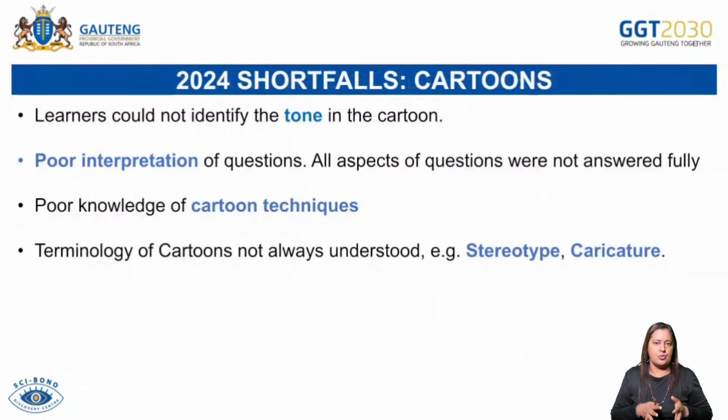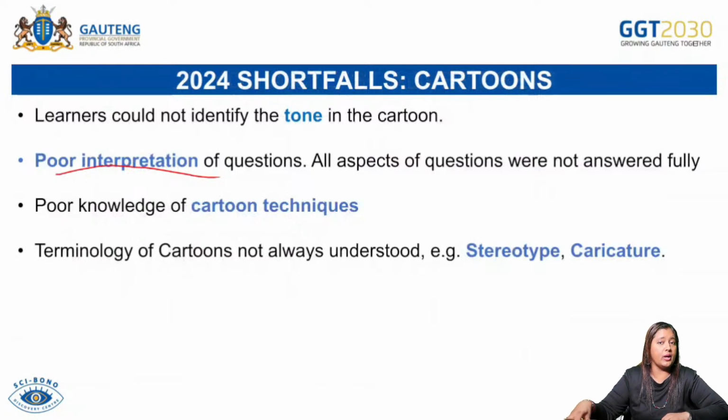Now we're looking at cartoons. This is the single frame versus the series of frames where all the actions are taking place. That's a brief synopsis of what a cartoon is. Now, what we found in last year's exams and previous exams as well is that learners again are struggling with the tone used in the cartoon. So the characters are speaking and there's a tone that is being showcased through the speech of the cartoon characters. It's not coming through in the answers, or the understanding by the candidates is not clear. There's also a poor interpretation of questions. So not all aspects have been answered.